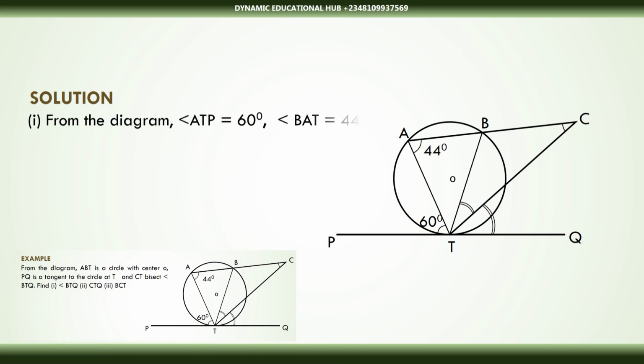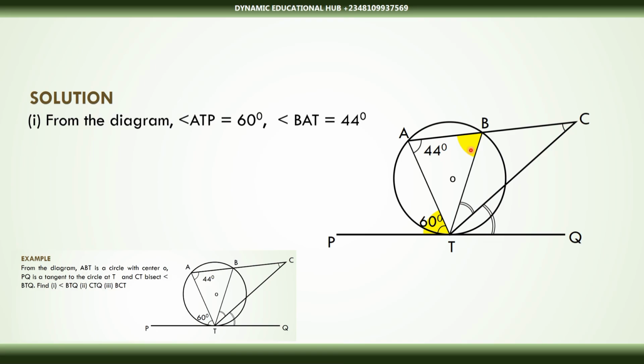Now we can see from the question and from the diagram that we are given the value of angle ATP, which is 60 degrees, and angle BAT, which is 44 degrees. Observing our diagram, we can see that this angle over here, which is 60 degrees, is the same thing as this angle over here. And why is it the same thing? Using the alternate segments theorem, which is the theorem from the last video.